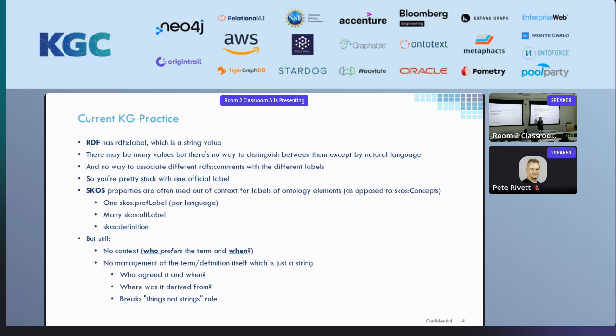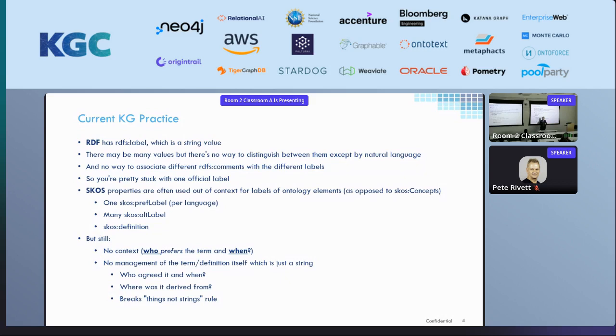In SKOS, you can say a pref label. So you can say, I've got a preferred label for this class. And that SKOS pref label is restricted to having one value per language, as opposed to RDFS label, where you can have any number of them. And you can also have many alt labels, alternative labels, or alternate labels if you're in the US, that enables you to have many other synonyms for the same class. And you have one or more SKOS definitions, which is the English description of the term, as opposed to the ontology logic. So that's one step better than what RDF and OWL give you out of the box, but it still provides no context.